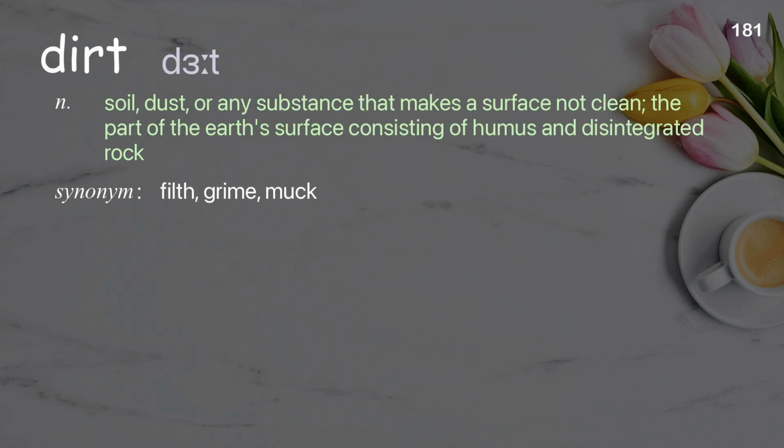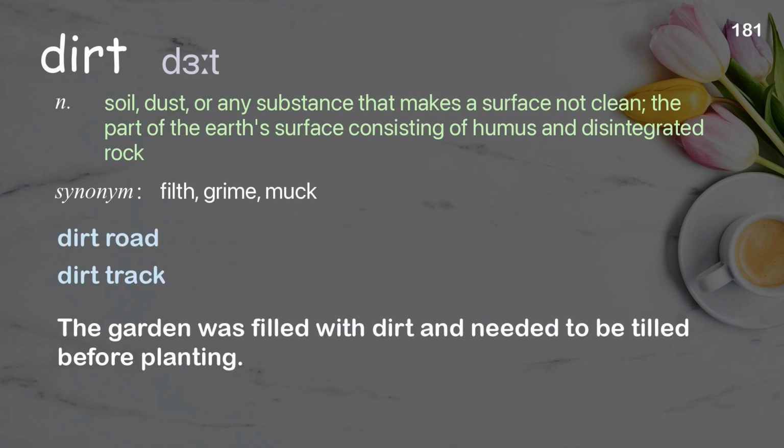Dirt. Soil, dust, or any substance that makes a surface not clean; the part of the earth's surface consisting of humus and disintegrated rock. Examples: Dirt road, dirt track. The garden was filled with dirt and needed to be tilled before planting.